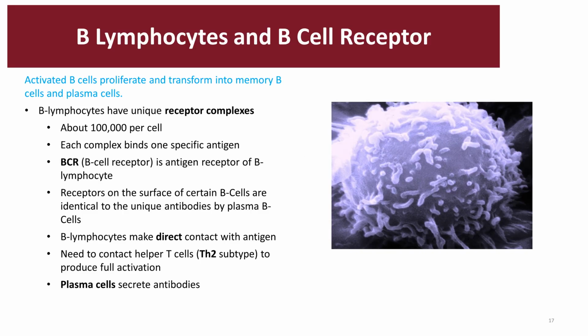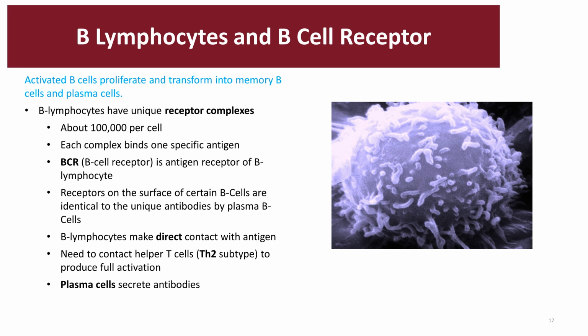Activated B lymphocytes and the B cell receptors. Activated B cells proliferate and transform into memory B cells and plasma cells. B lymphocytes, like T lymphocytes, also have unique receptor complexes, roughly 100,000 per cell. Each complex binds to a specific antigen. We call these BCR for short, and this is an antigen receptor of the B lymphocyte.